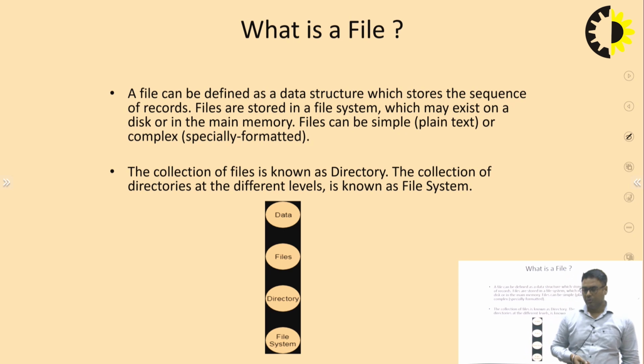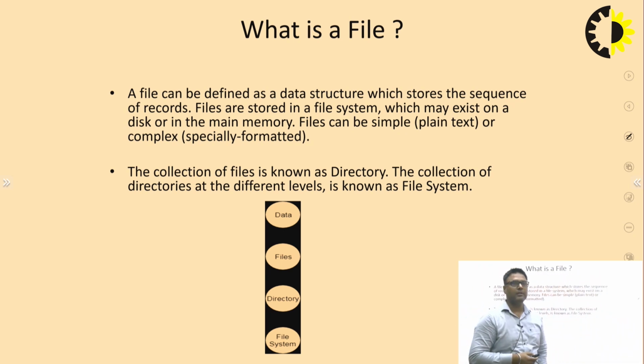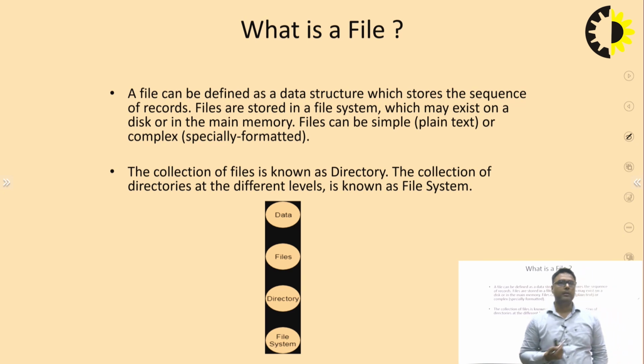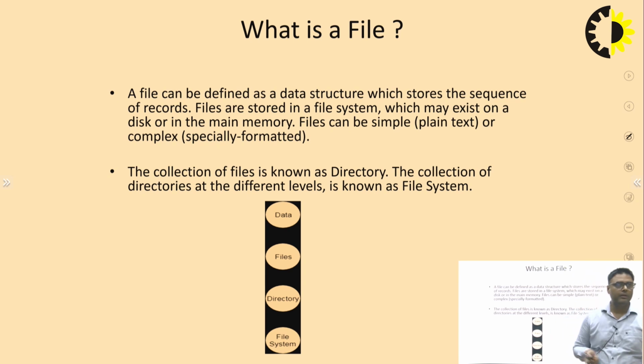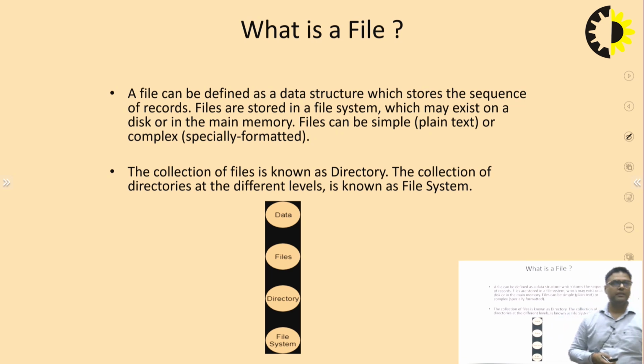So next is, what is a file? A file is basically information written in a doc or Word file, and Notepad files are also part of files, stored in the directory in different formats. A file can be defined as a structure which stores a sequence of records. Files are stored in the file system, which may exist on the disk or in the main memory. A file can be simple plain text or complex, specially formatted.